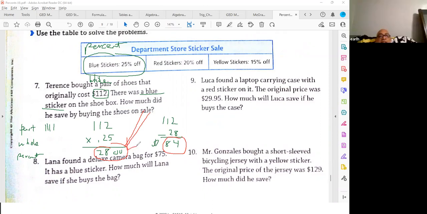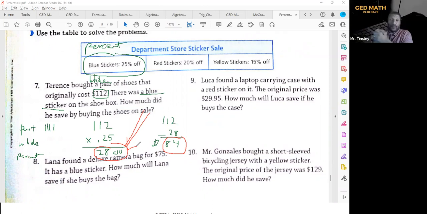What happens is a lot of people remember, oh, this is how we did it in class. We multiply by the percent and then we subtract it from the original price. But you got to know when to subtract it from the original price, because you have to understand what they're asking. They ask, how much would you save? You would save $28. How much would the new price be? $84.